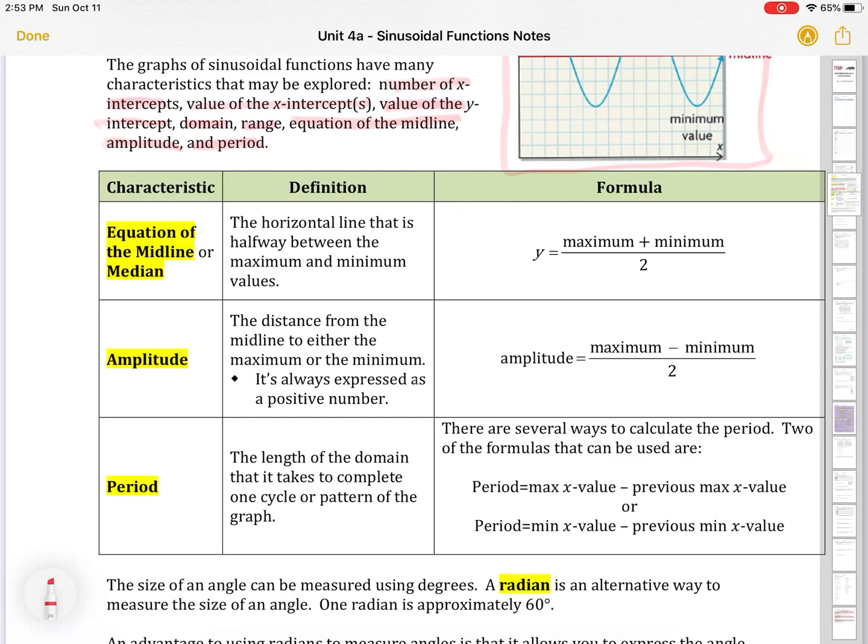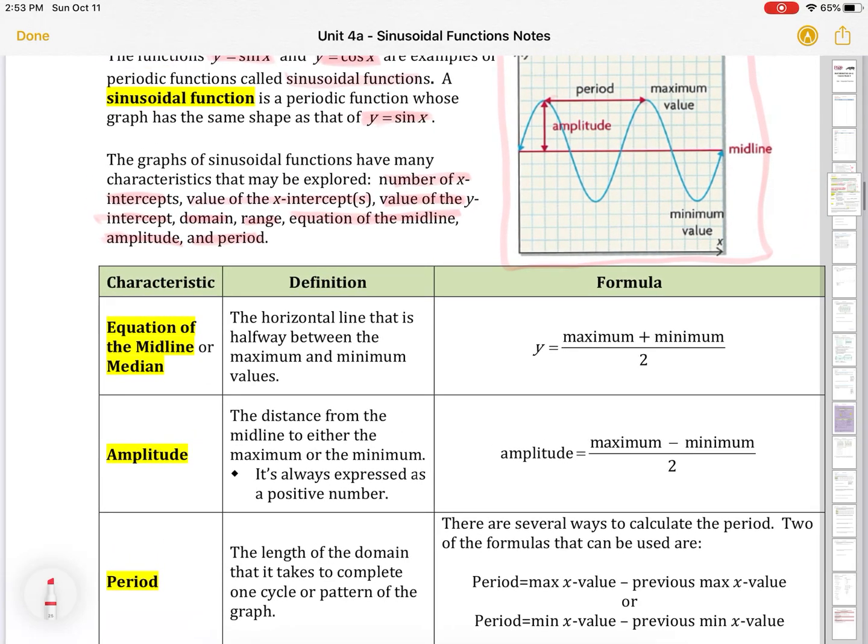So here we have nice little definitions. Characteristic, definition, and the formula, how you find it. The first one is the equation of the midline or the median. As I said, it's a line that is halfway between the maximum and minimum values. On this graph, it's this red line across the middle. The formula: add the maximum plus the minimum and divide by 2, and you will get your midline.